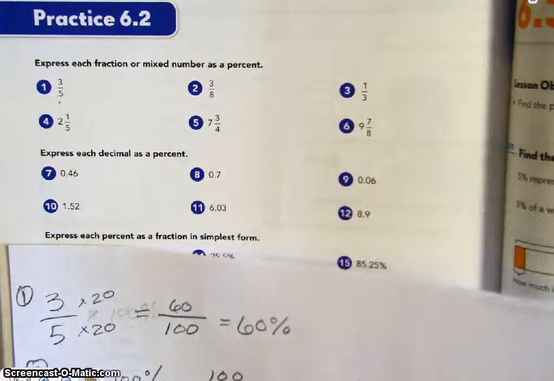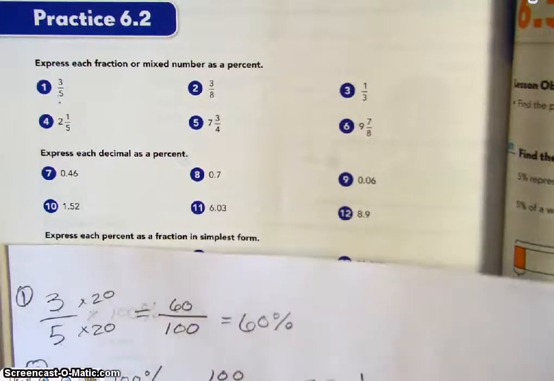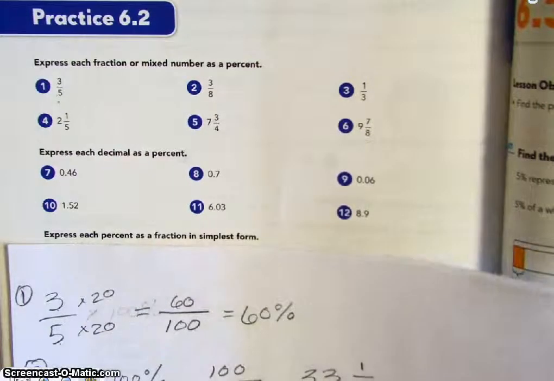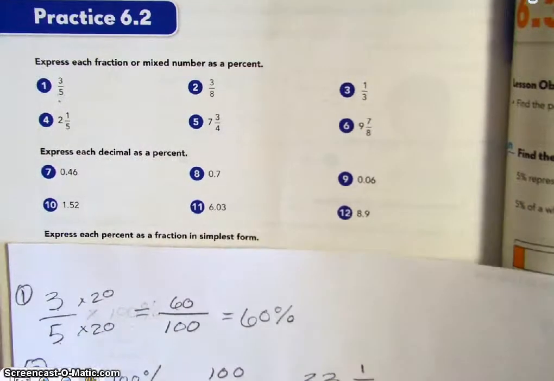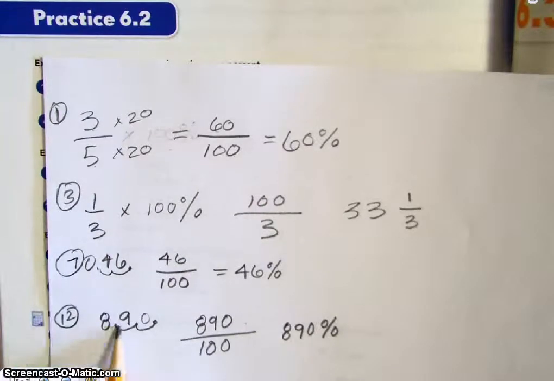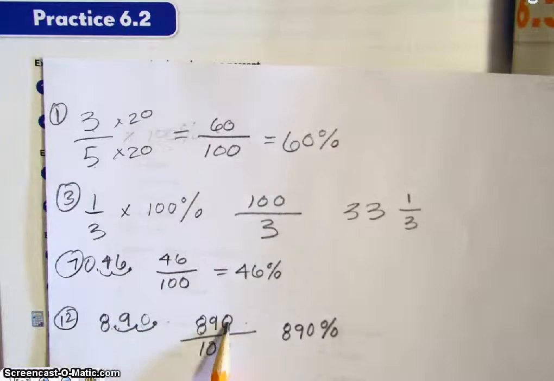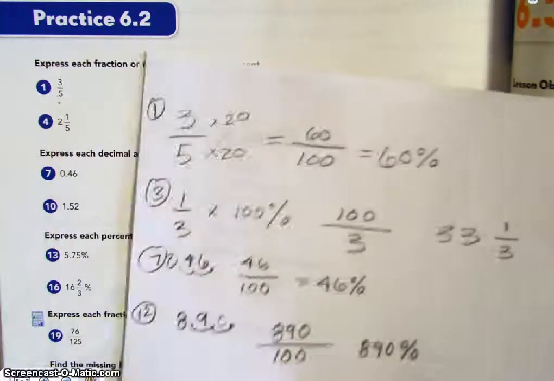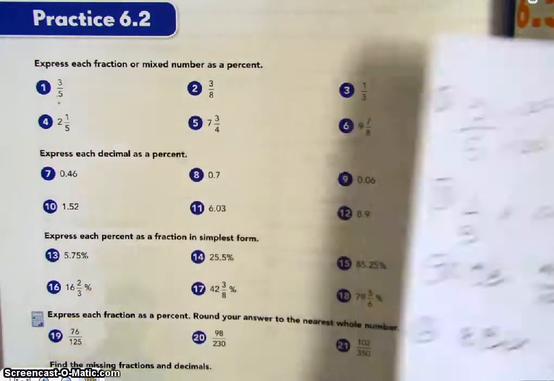It would be 890 over 100, which would make 890%. So here we had our 8.9. I moved my decimal place twice, then I put it over 100, which would make 890%. So hopefully you can see that. Moving on to the next one.